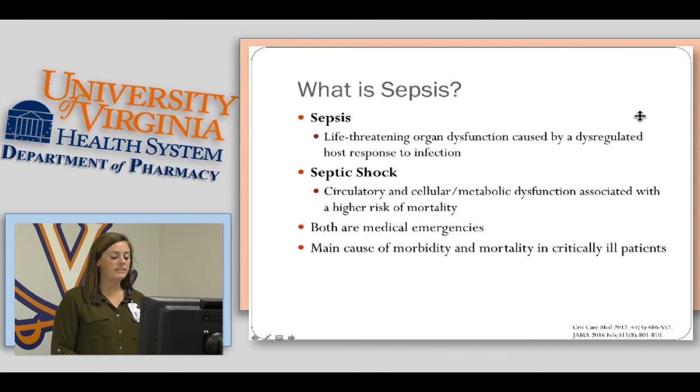So sepsis is defined as life-threatening organ dysfunction caused by a dysregulated host response to infection. In other words, sepsis is a life-threatening condition that arises when the body's response to an infection injures its own tissues and organs. And septic shock is defined as circulatory and cellular metabolic dysfunction associated with a higher risk of mortality. Both sepsis and septic shock are considered medical emergencies because anyone with sepsis has a baseline risk of mortality of 10%. And that risk of mortality increases in septic shock.